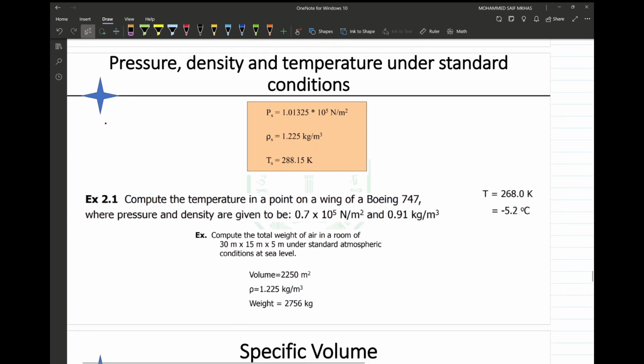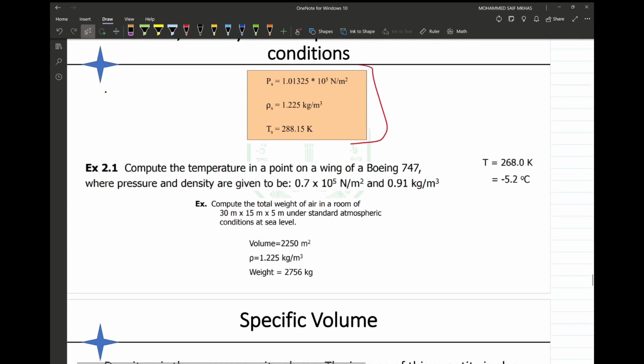So, pressure, density and temperature under standard conditions. What is a standard condition? Standard condition is when we talk about the surface of Earth. And what is the standard Earth surface? It is the sea level. So sea level is considered the standard conditions. So here are the standard conditions at sea level.